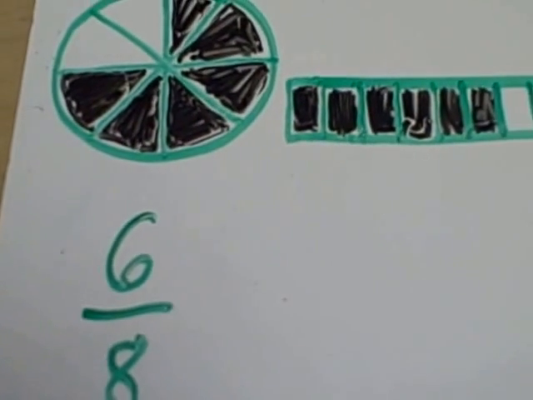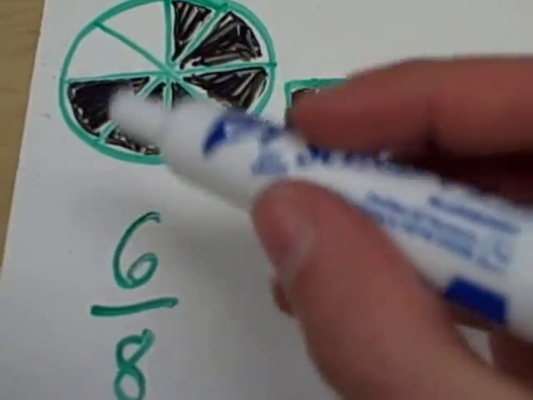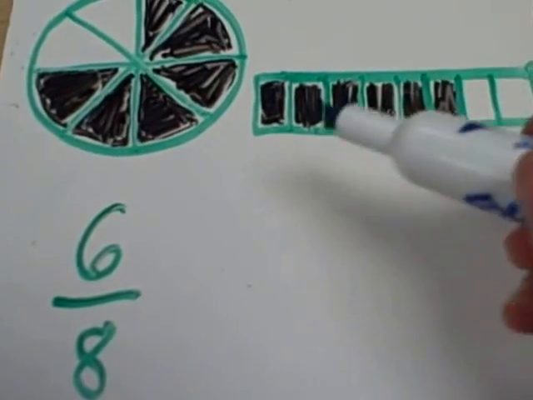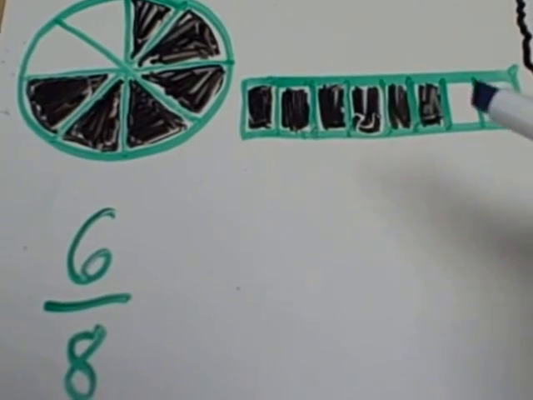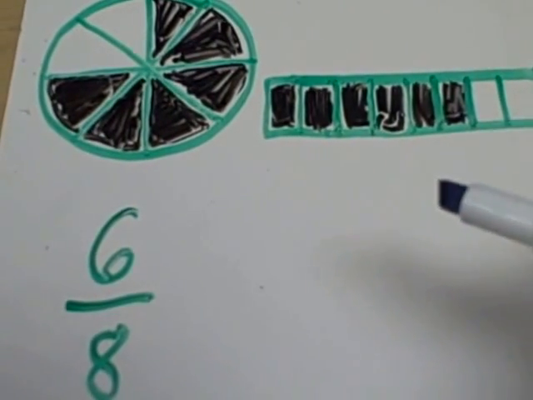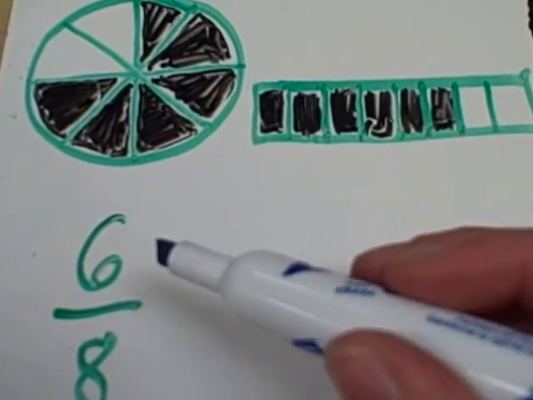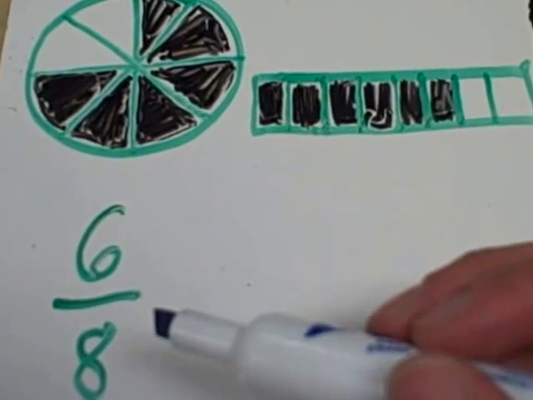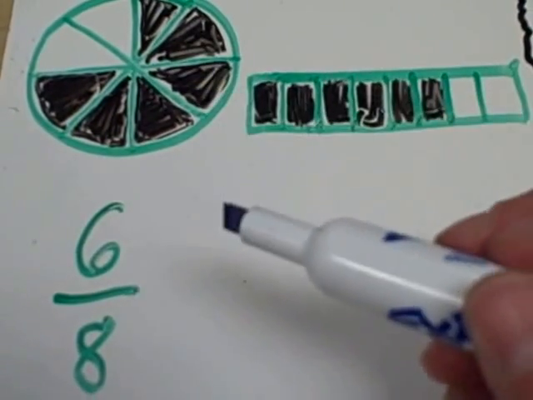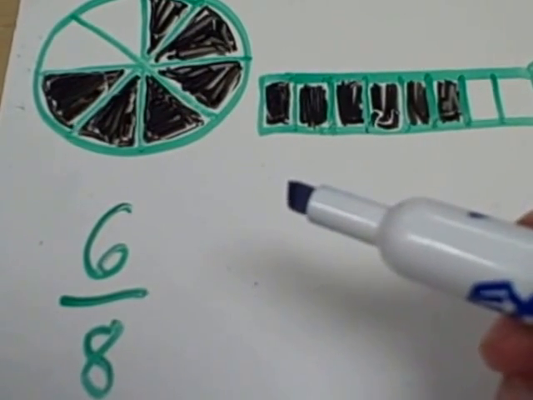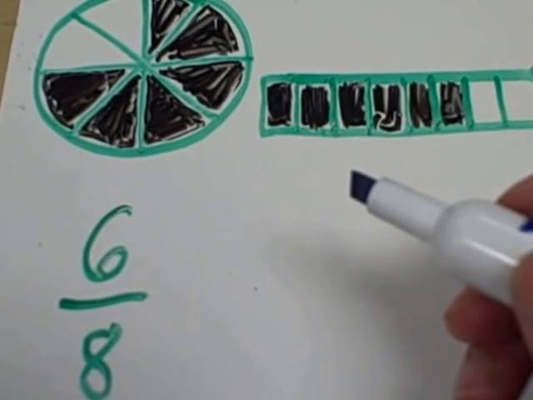Here are two models of 6/8. I have 8 parts in this circle and 6 are shaded. I have 8 parts in this fraction bar and 6 are shaded. But I can simplify 6/8. I know that I can divide 6 and 8 by the same amount and make a different fraction, actually the same fraction, an equivalent fraction, with different sizes of pieces.